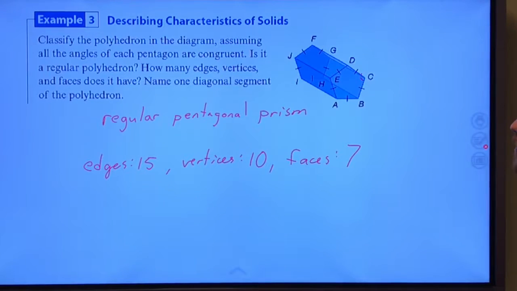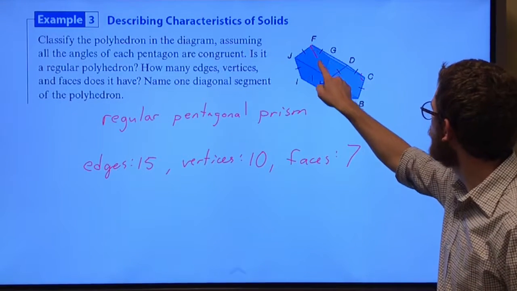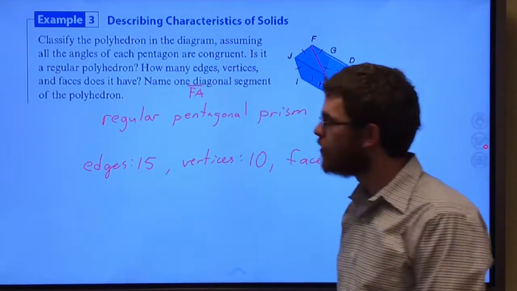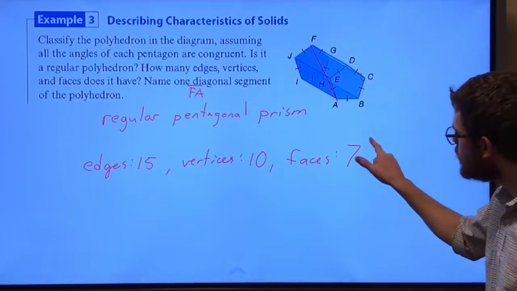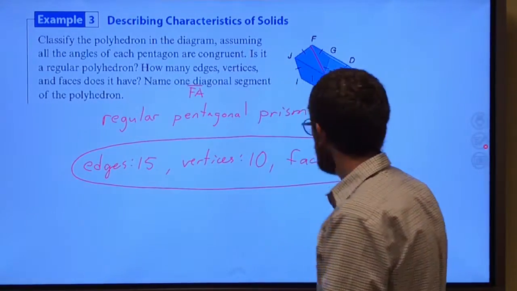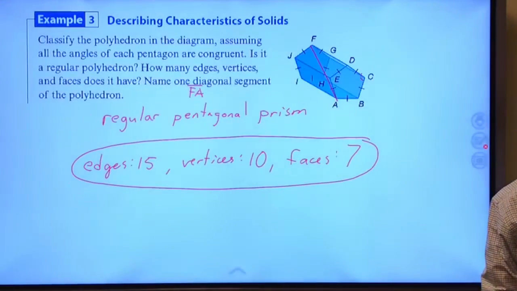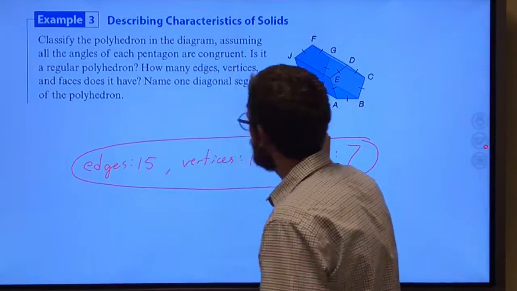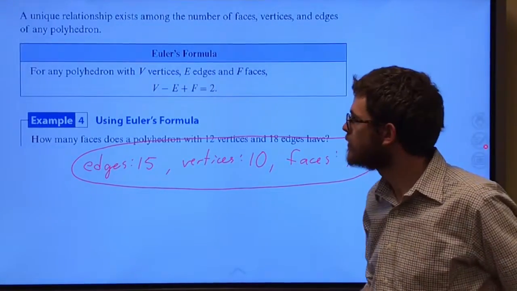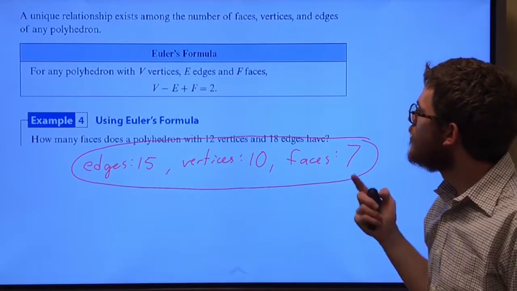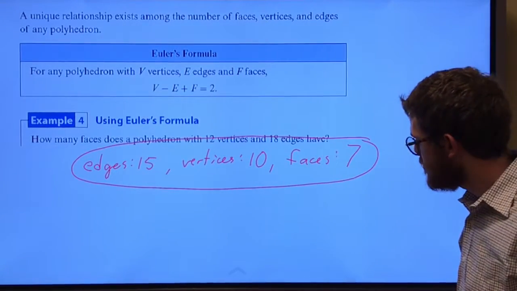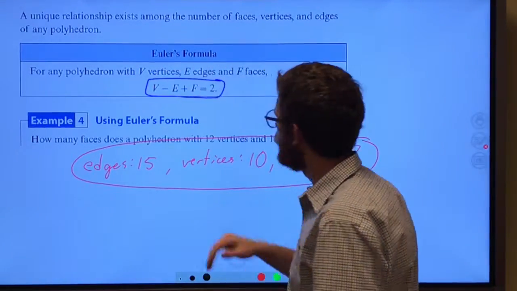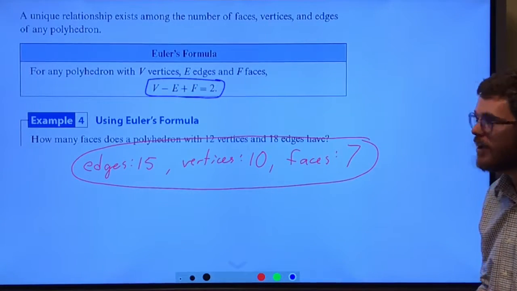It says name one diagonal segment of the polyhedron. We drew one earlier. FA is a diagonal segment of the polyhedron. Now notice this right here, how many edges, vertices, and faces there are. This is pretty important for us. We have Euler's formula. It says for any polyhedron with V vertices, E edges, and F faces, we have this formula right here. V minus E plus F equals 2.